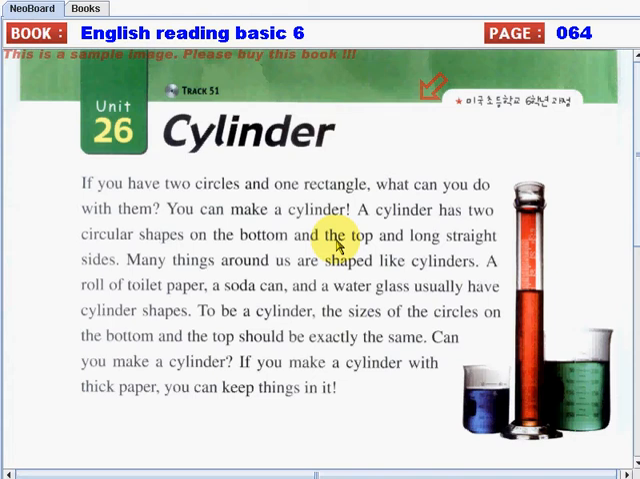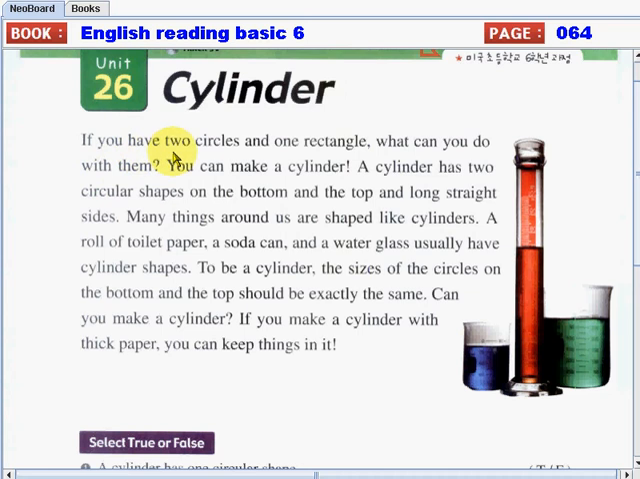Today we are going to tackle Unit 26 entitled Cylinder of English Reading Basic 6. It is in page 64. Now I am sure that you know about cylinder. You have learned this in geometry and science, right? Okay, so a cylinder is a three-dimensional geometric shape. These shapes are rectangle and two circles. Okay, now let's find out more about the topic or about cylinder as we read the passage together.